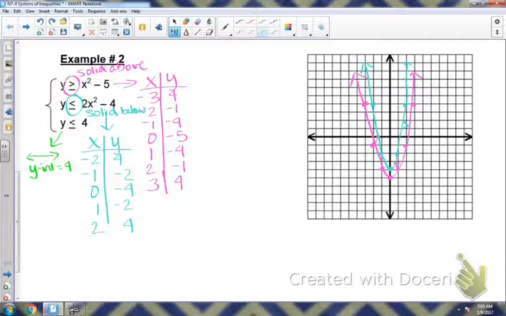So just pick a point and go below it. And then this last one, it's a horizontal line. Notice that it says less than or equal to, so it's solid, and we would shade below the line. It's a horizontal line. It crosses the y at 4.